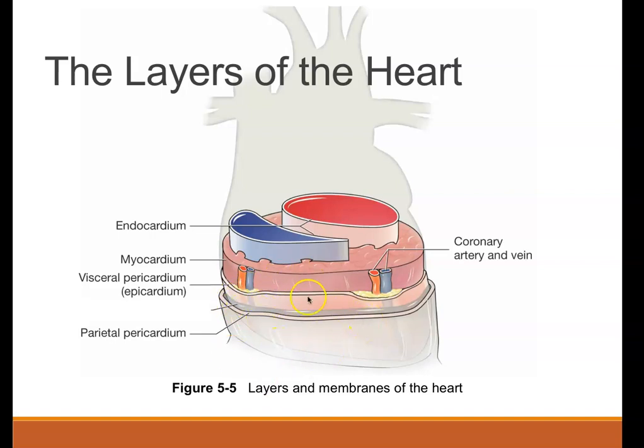So the parietal pericardium is the outer membrane, and the visceral pericardium is the inner membrane, and then there's pericardial fluid here in the middle that helps to cushion the heart. Too much pericardial fluid, though, can compress the heart and be bad, and we'll talk about that condition later. So that's the outer layer. The middle layer is the myocardium. Myo means muscle, and this is the thick muscle meat of the heart.